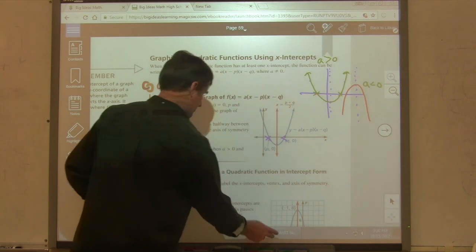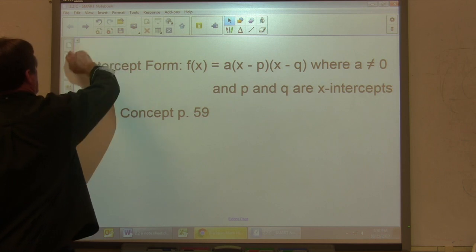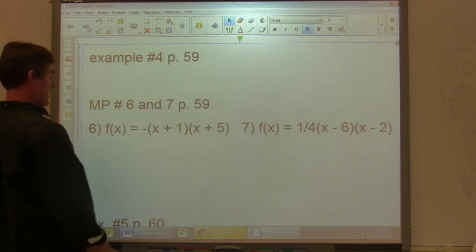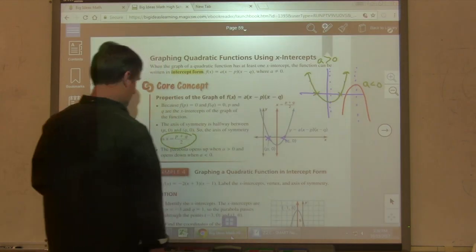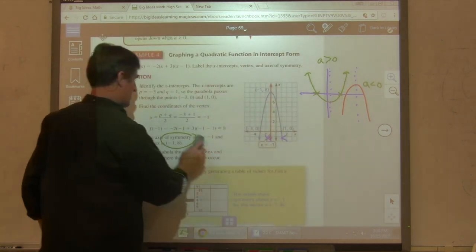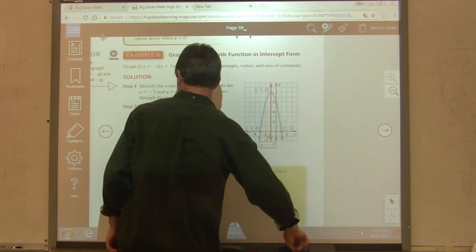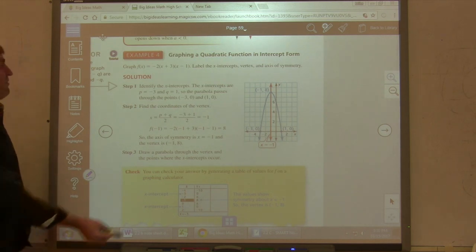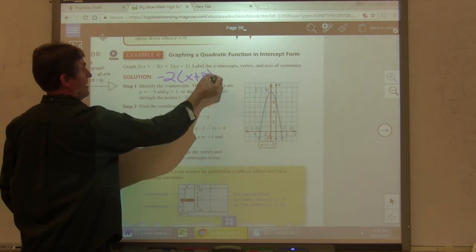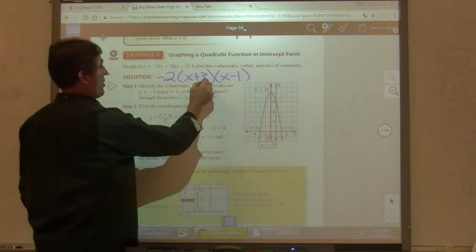So we've looked at that. So now let's look at example number 4 on page 59. So you can see on example number 4, we've got this equation. I'll just write it a little bit bigger. Negative x plus 3 times x minus 1. So remember, these are our x-intercepts.